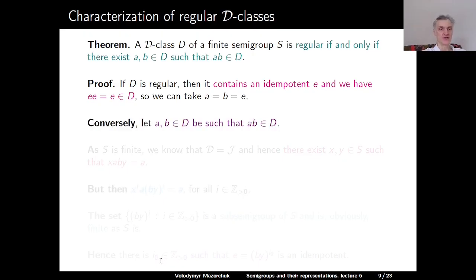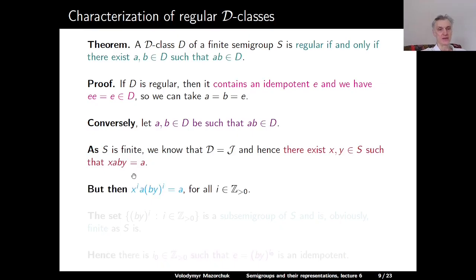Conversely, assume that we have a D class D and two elements A and B in this D class, such that their product belongs to this D class. Since S is finite, we know that the Green's relations D and J coincide, and so there exist elements X and Y in S such that X times AB times Y is equal to A. So A and AB belong to the same two-sided ideal. But then we can iterate this, so for any positive integer i, x to the power i times A times y to the power i is equal to A.